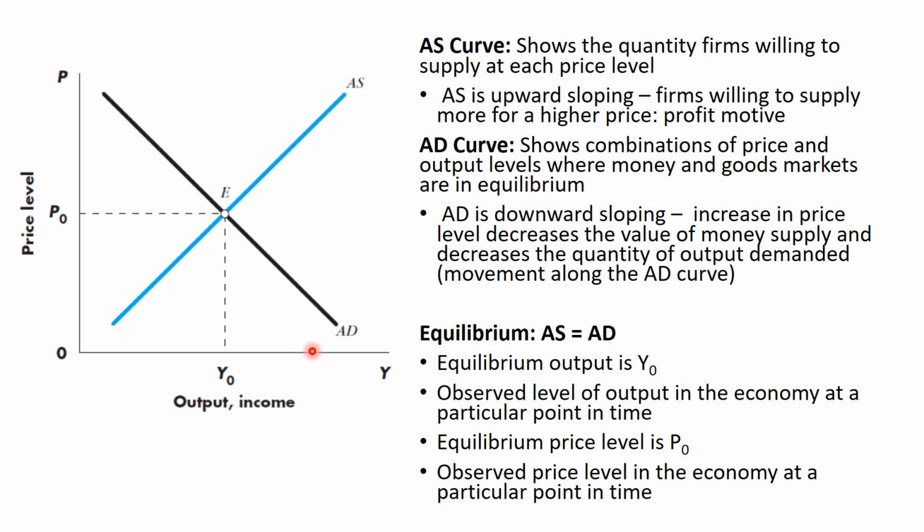But as the price level decreases and goods and services become cheaper to purchase, the quantity of those goods and services demanded will increase. So that's the aggregate demand curve, and it is negatively sloped, illustrating an inverse relationship between the price level and the level of output. The blue line refers to the aggregate supply curve.